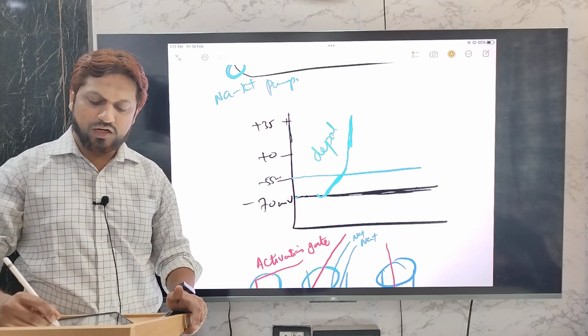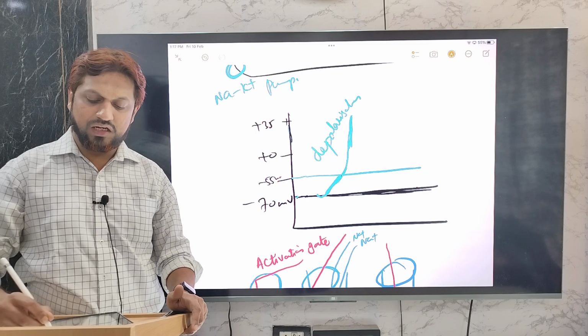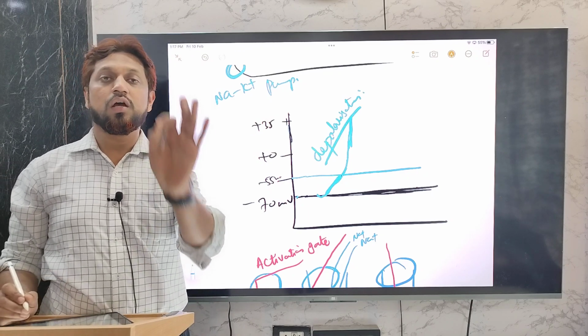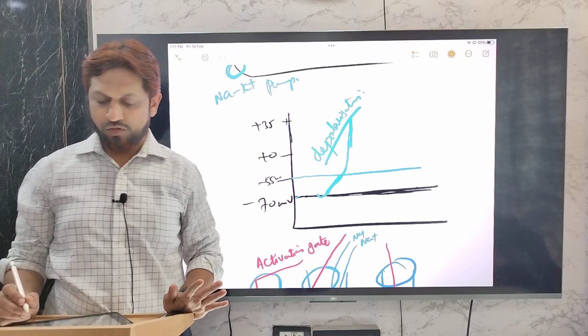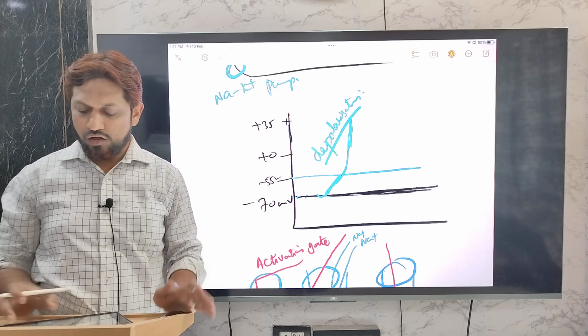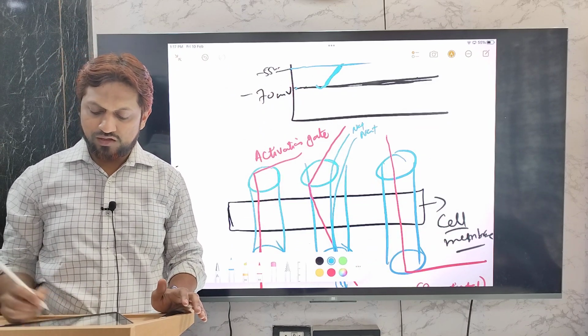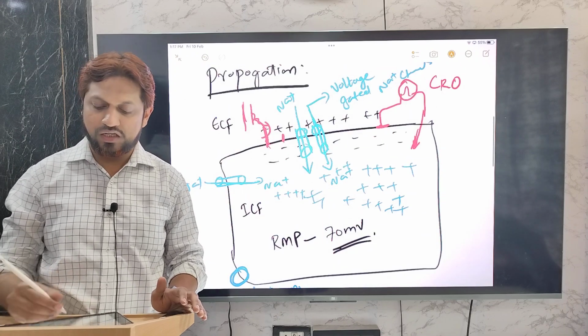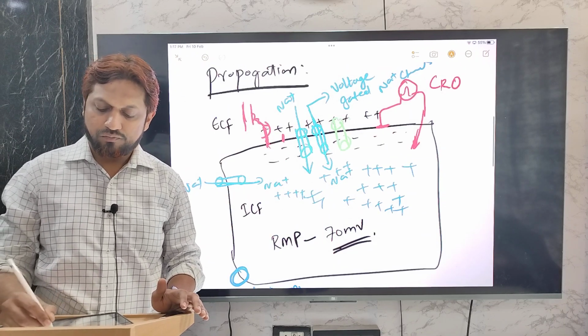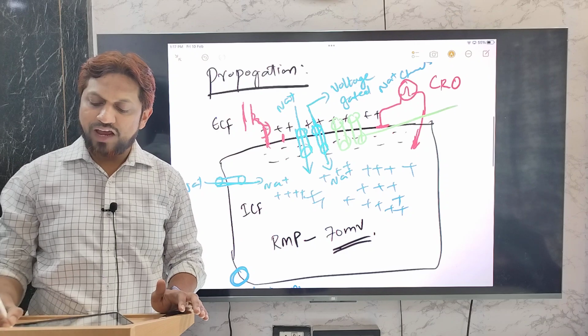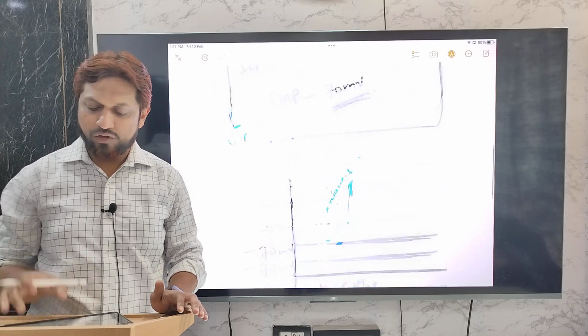So the depolarization phase is mainly due to the opening of the voltage gated sodium channels. Now during this time, when the sodium channels are closed, there is one more type of channel present on the cell membrane, known as voltage gated potassium channels.